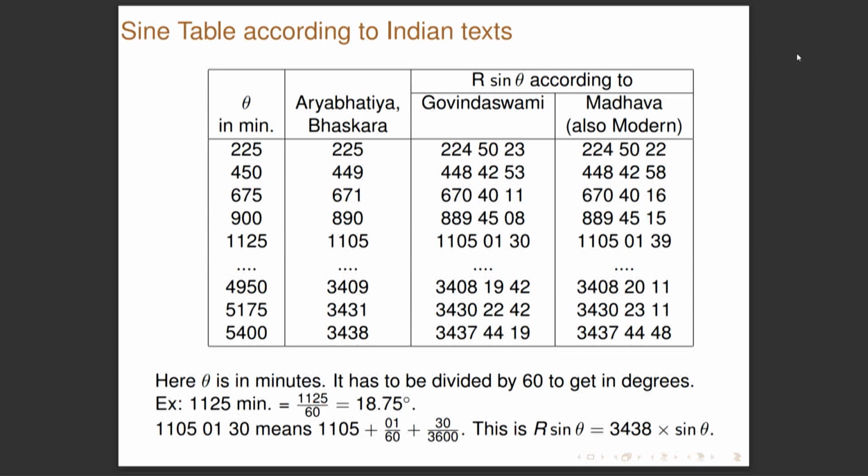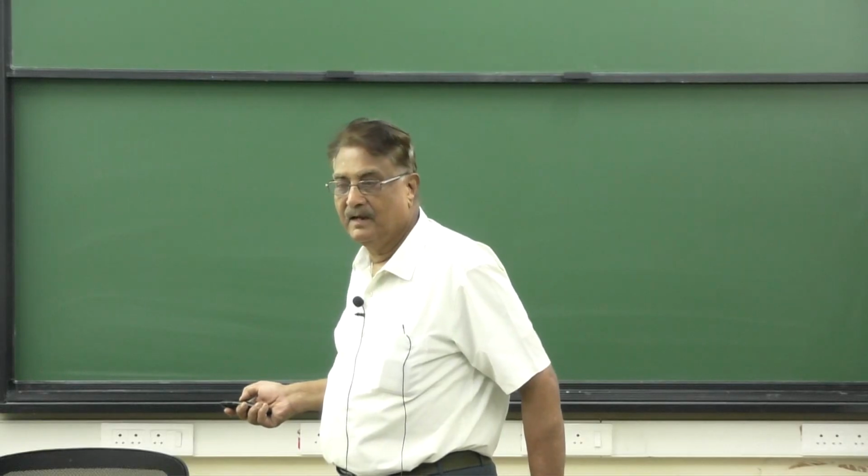And what does this mean? For instance, you see 3 numbers separated by this symbol. So these are in sexagesimal units. So 1105 plus 1, that must be divided by 60, and then the next must be divided by 3600. And as you know, r sin theta is 3438 into sin theta.